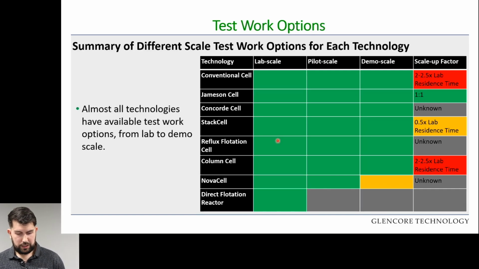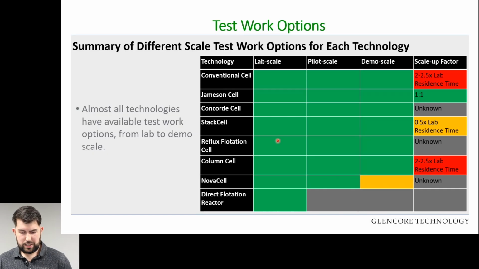Another category that we looked at was the scale-up factor. Notably, the Jameson cell has a 1-to-1 scale-up factor, which reduces error when you're sizing up from your lab or pilot or demo scale to full scale. Conventional cells can have up to 2.5 to 3 times scale-up factors, so there is more potential for error when you're developing your circuits.